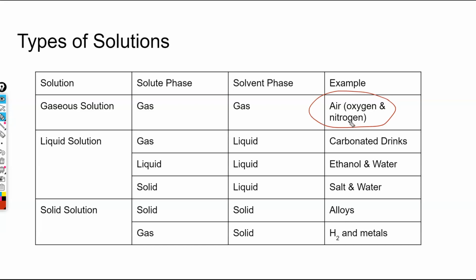Oxygen, nitrogen mixed together, right? So anything that's in a gaseous phase will always mix evenly, all the time. That's just how it works, because they're all in a gas phase. They have plenty of space to actually combine, right?